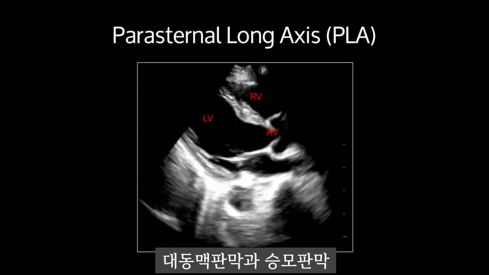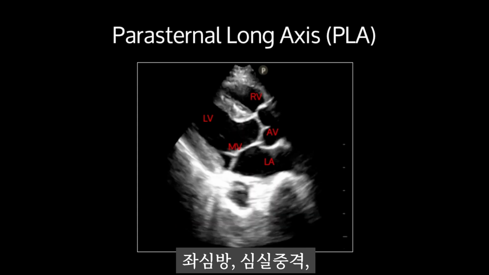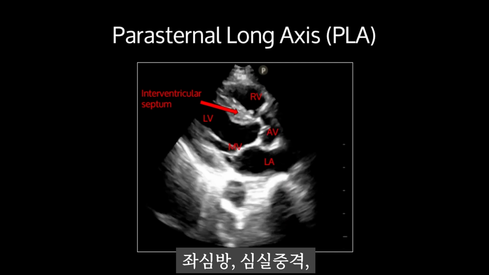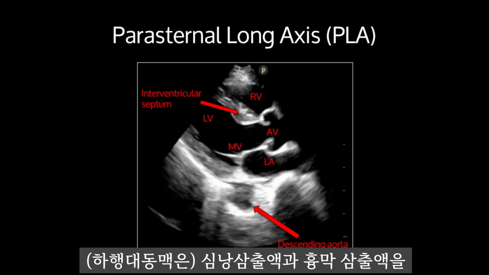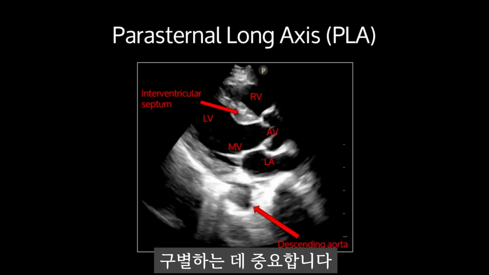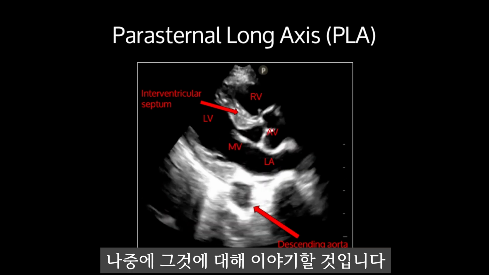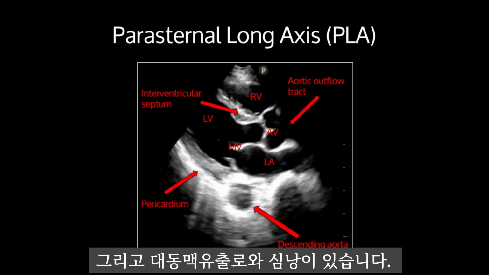The items to identify in the parasternal long axis view are the left ventricle, the right ventricle, the aortic valve and the mitral valve, the left atrium, the interventricular septum, the descending aorta, which will be important for distinguishing between a pericardial effusion and a pleural effusion. We'll talk about that later. The aortic outflow tract, and the pericardium.